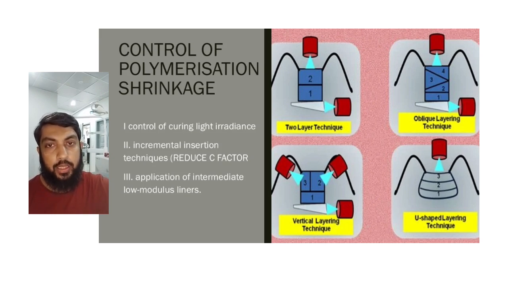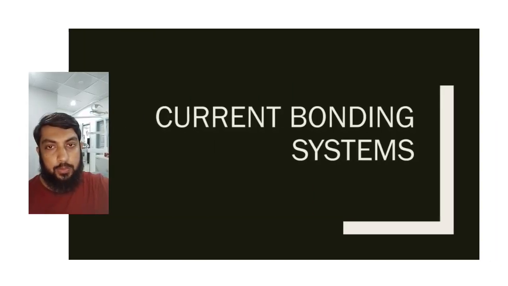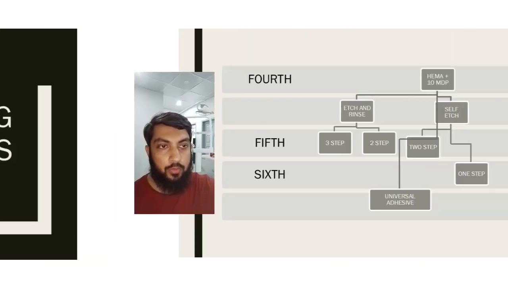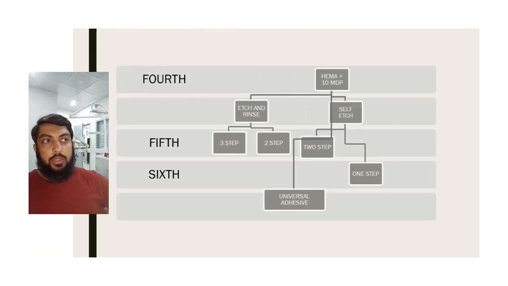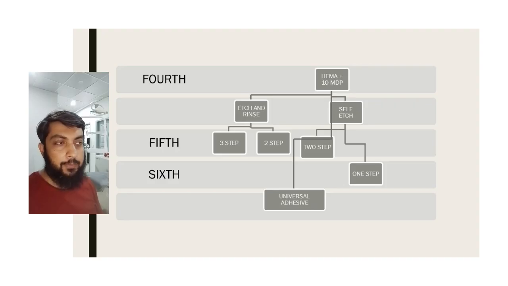Now we are going to look at our current bonding systems. There are first three generations which can be of historical importance to you. Now we are going from fifth generation, or fourth forward. As you can see in the fourth generation, they still were not accepting the procedure of etching enamel or dentine using phosphoric acid or anything like that, so the bond strength was low.